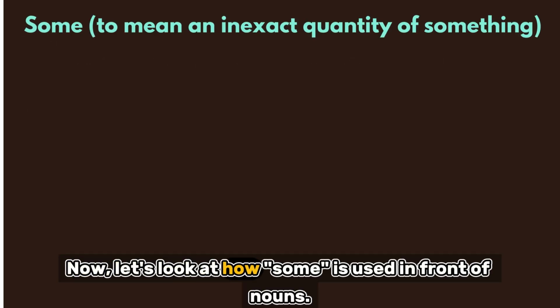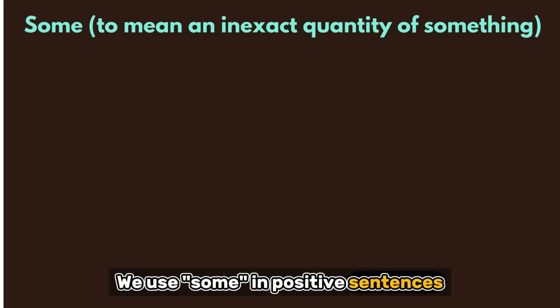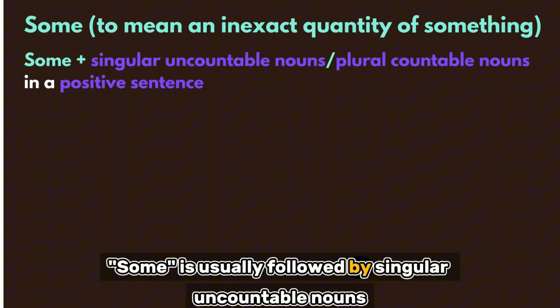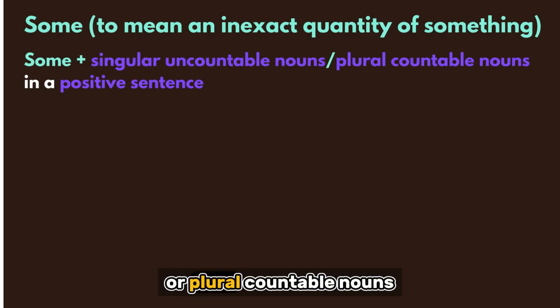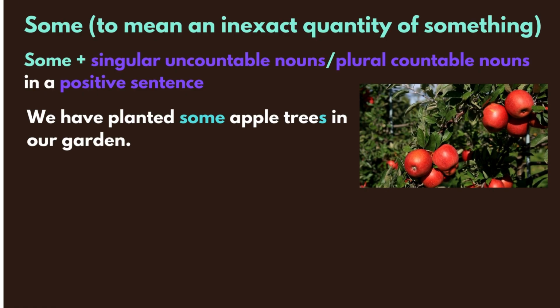Now, let's look at how some is used in front of nouns. We use some in positive sentences to mean an inexact quantity of something. Some is usually followed by singular uncountable nouns or plural countable nouns in a positive sentence. Let's see two examples. We have planted some apple trees in our garden.